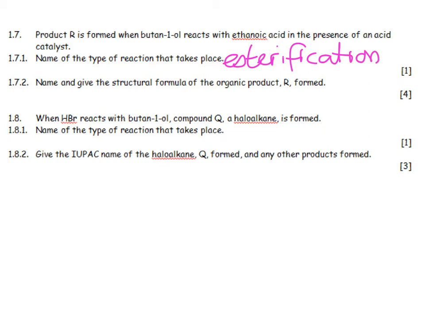Name and give the structural formula of the product. If it's butanol and ethanoic acid, and luckily this alcohol's on the last carbon, or the first carbon if you prefer, you're going to land up first with the alcohol, so it's butyl ethanoate.